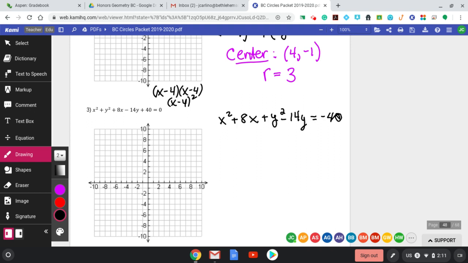Okay, complete the square now. X squared plus 8x plus something, plus y squared minus 14y plus something equals -40. Go ahead, I'm pausing the video right now. You figure out what to fill in the blanks with. All right, half your b value squared. Go.